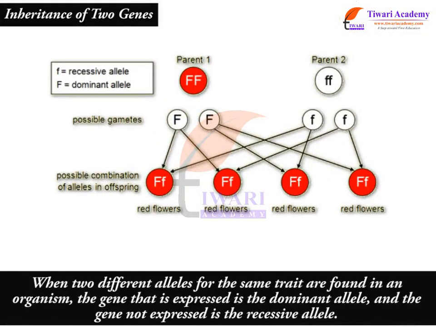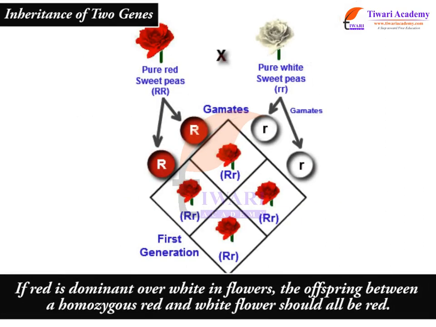When two different alleles for the same trait are found in an organism, the gene that is expressed is the dominant allele and the gene not expressed is the recessive allele. If red is dominant over white in flowers, the offspring between a homozygous red and white flower should all be red.